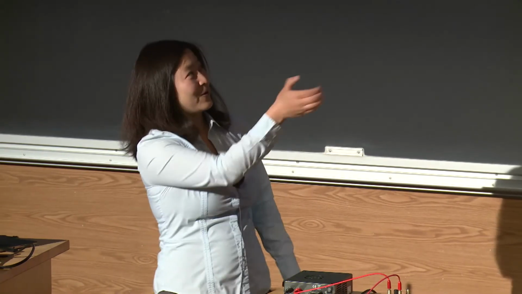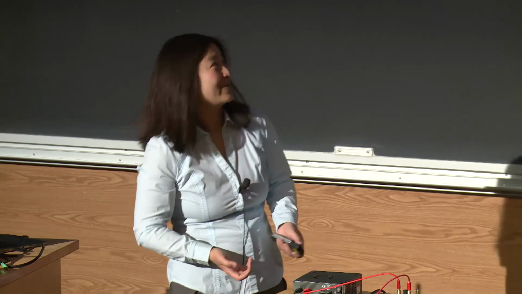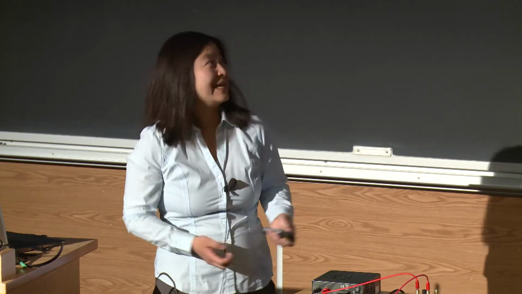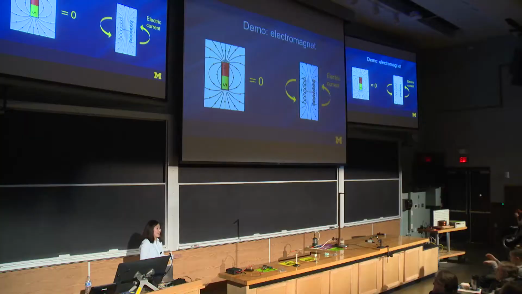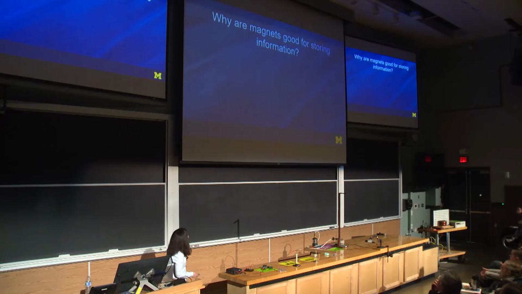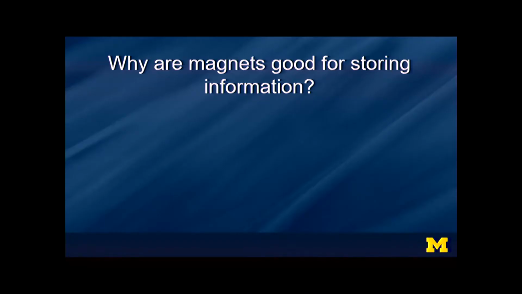So this works for this coil of wire. It also works if you just had a straight wire. But the general thing to remember is that if you have moving charge or current, which is made up of moving charges, this can produce a magnetic field. Okay, so I think this helps support why magnets are good for storing information.